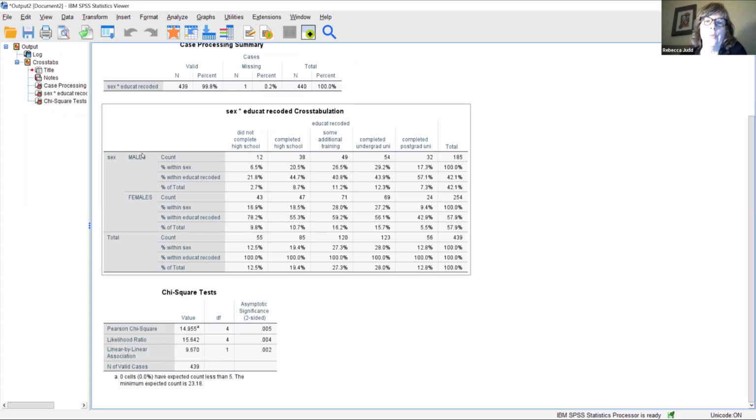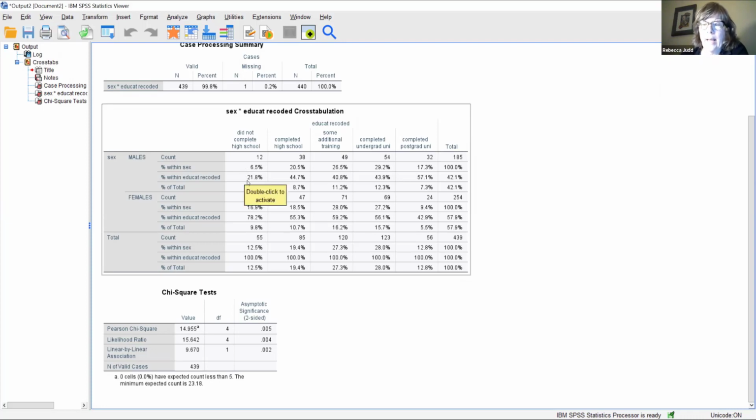So right here in the rows, we have males and we have females, and then we have the total count. When we look at this first one, did not complete high school, we have 12 males who did not complete high school, which is 6.5% of the males in this sample who did not complete high school.